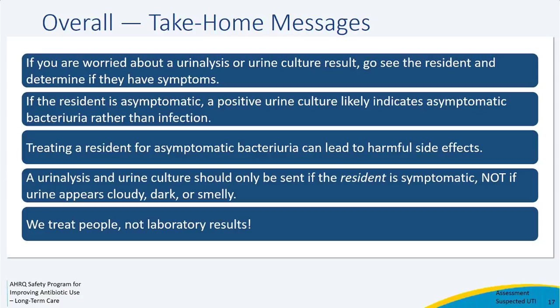You should now be able to explain the terms urinary tract infection and asymptomatic bacteriuria. You should also be able to recognize the signs and symptoms of a suspected UTI that should be reported to and discussed by the healthcare team. You should also be able to list the reasons for sending urine tests. This will ultimately help you make better decisions about antibiotic prescriptions and will improve care for your residents.